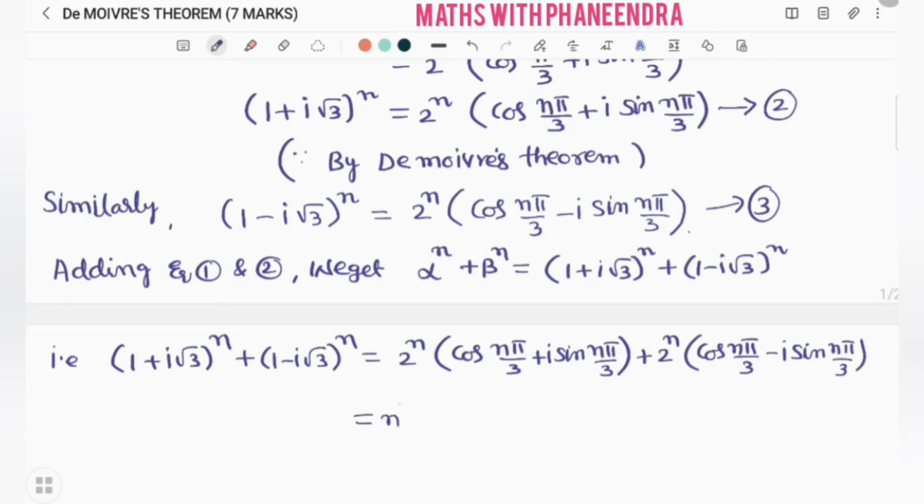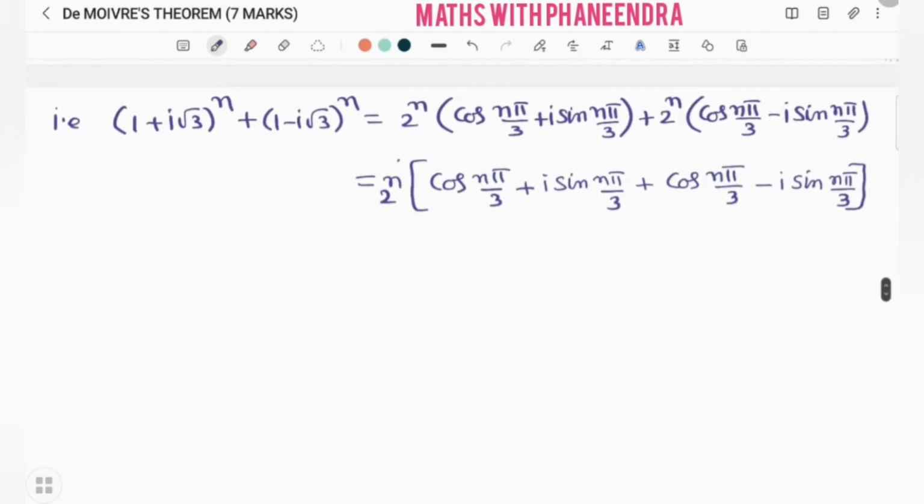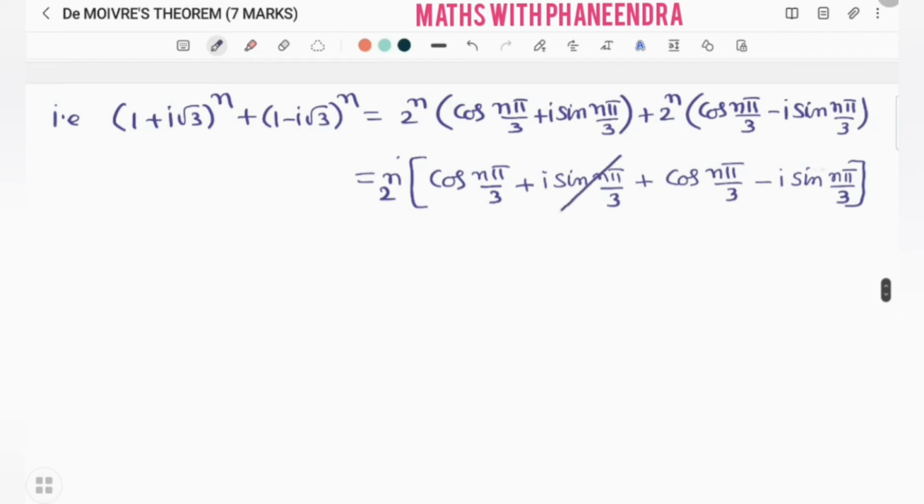So 2 power n take common. Cos n pi by 3 plus i sin n pi by 3 plus cos n pi by 3 minus i sin n pi by 3. So plus i sin n pi by 3 and minus i sin n pi by 3 cancel. 2 power n into cos n pi by 3 plus cos n pi by 3, 2 cos n pi by 3.